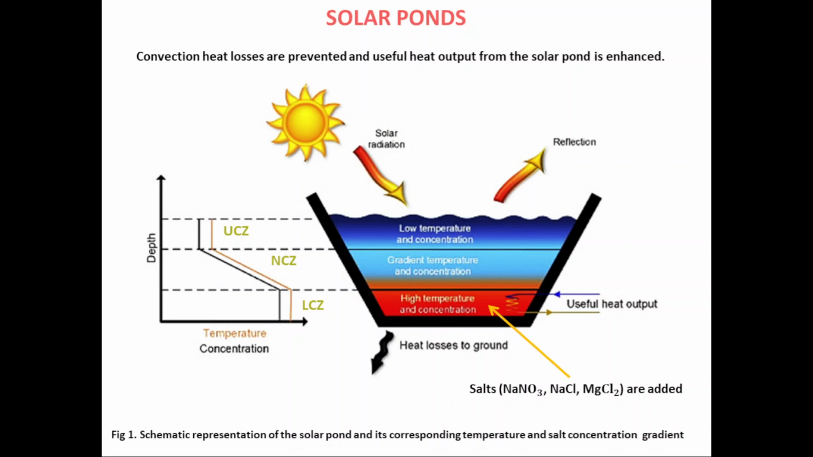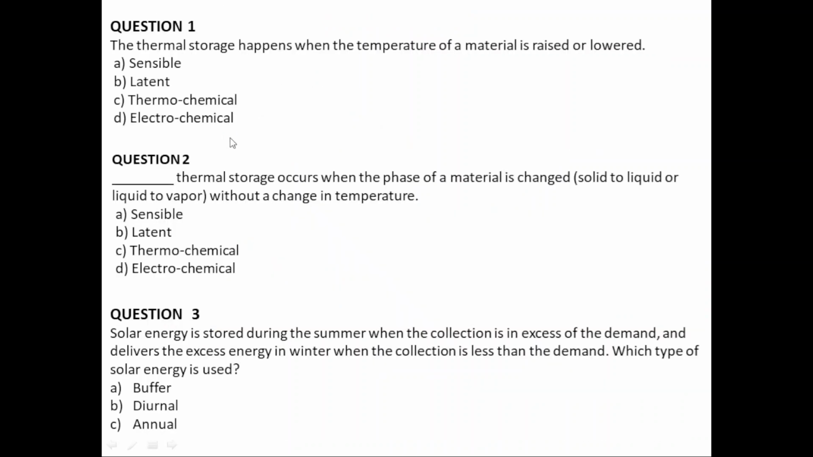The thickness of both the NCZ and LCZ will be more compared to your upper convective zone, and in your lower convective zone, the temperature as well as the concentration of the salt is way higher compared to your UCZ. So this lower convective zone is the place where you actually harness your solar energy. So this is a useful heat. This is the region from where you can directly take out the maximum amount of the solar energy that you require for your application. So this is the concept of solar ponds.